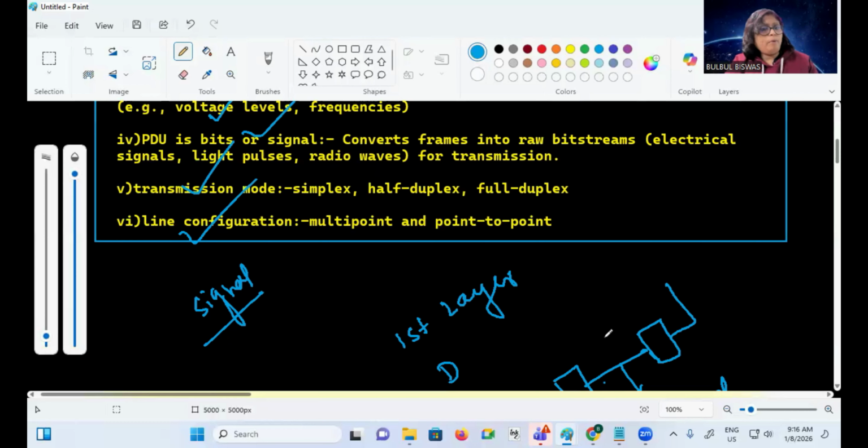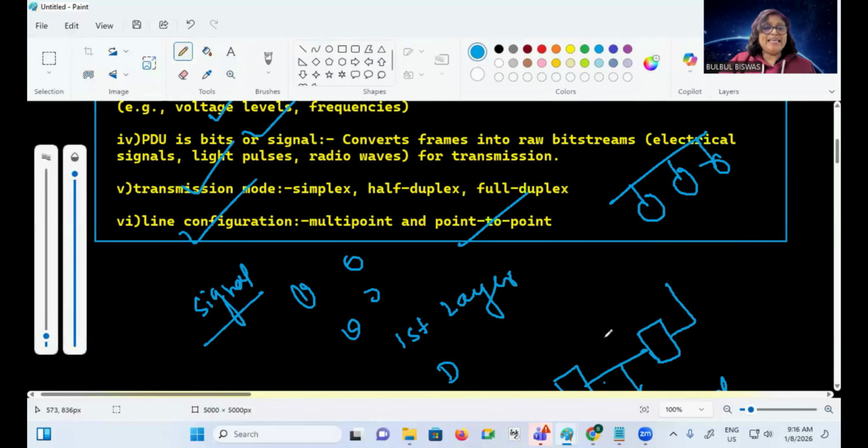In the case of a multi-point line configuration, what happens? A single bandwidth is shared by multiple devices. This is shared media, and with multiple devices sharing it, will you get good performance? No, you cannot. So what is point-to-point? Point-to-point says, don't worry, there is a 100% dedicated link between two devices, and no other device can use it at a time.